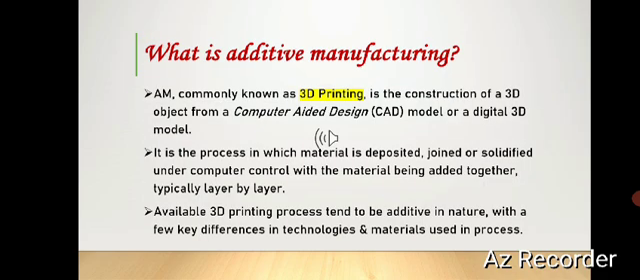First of all, what is additive manufacturing? Additive manufacturing, AM, commonly known as 3D printing, is the construction of a 3D object from a computer-aided design model or a digital 3D model. It is the process in which material is deposited, joined, or solidified under computer control, with the material being added together, typically layer by layer. Available 3D printing processes tend to be additive in nature, with a few key differences in technologies and materials used in the process.